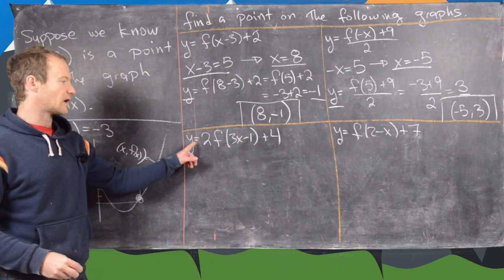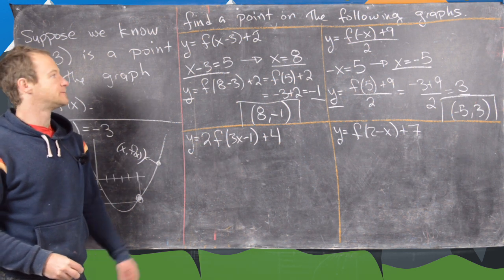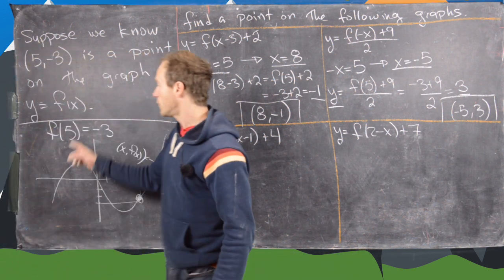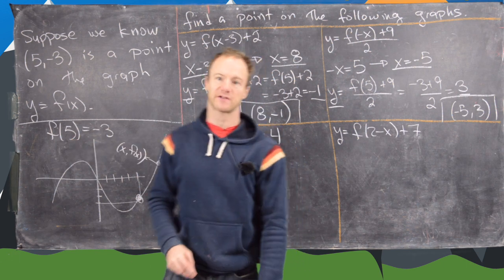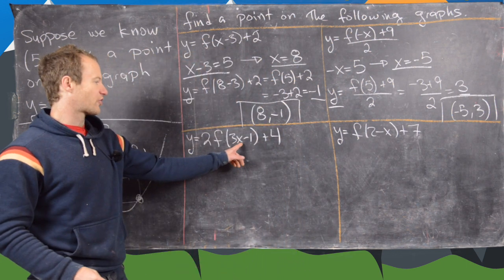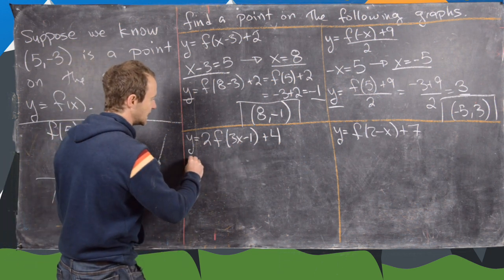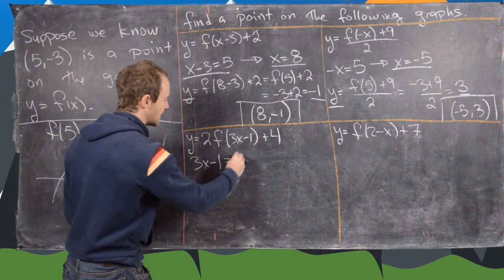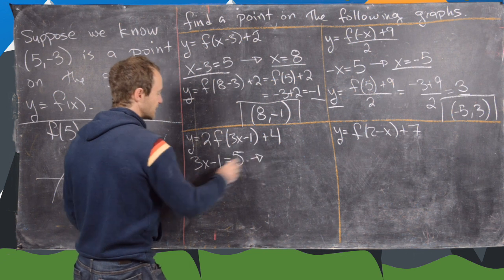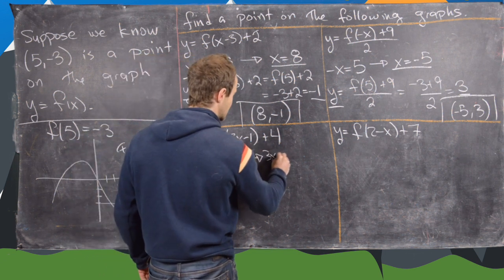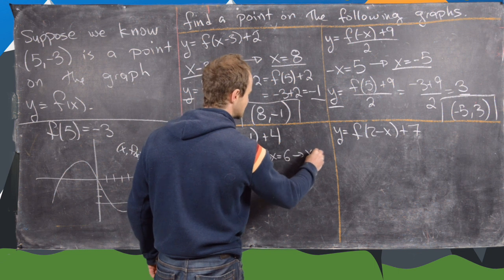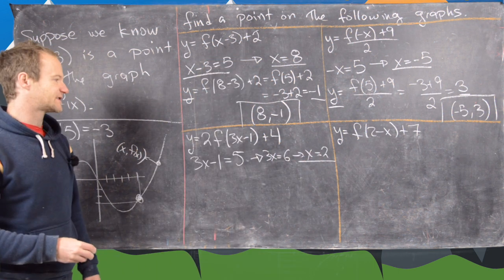Great. Now let's keep going. We want to find a point on this transformed graph. Again, the only thing that we know how to plug into f is 5. So 3x minus 1, which we're plugging into f, better be 5 in order for us to get anywhere. We need 3x minus 1 to equal 5, so 3x equals 6, which tells us that x equals 2. That gives us our x-coordinate.